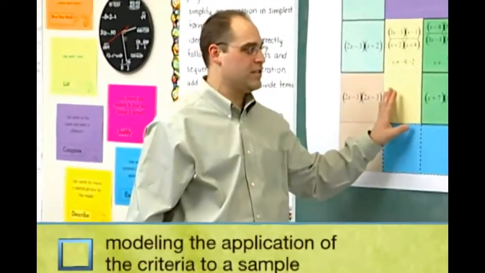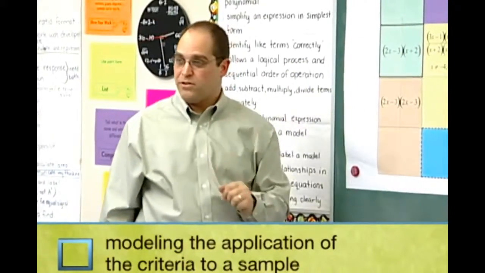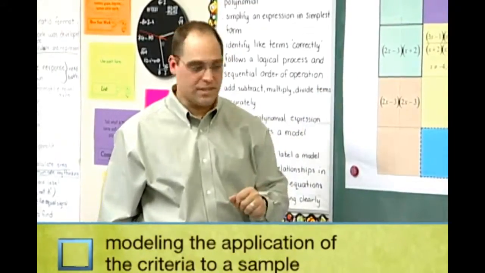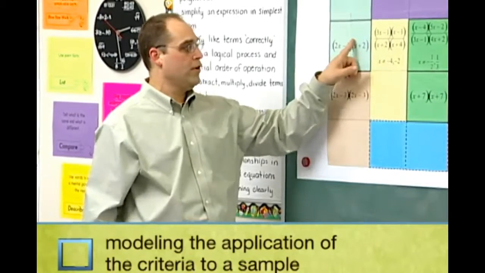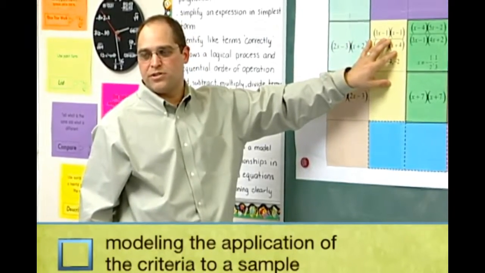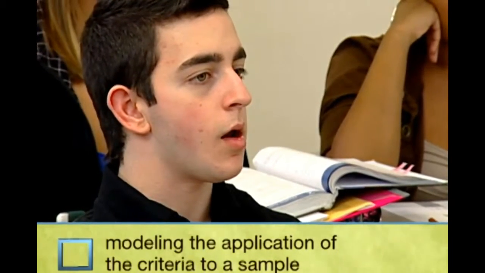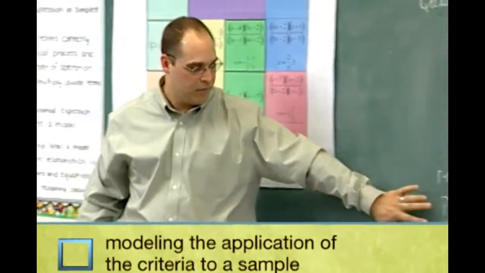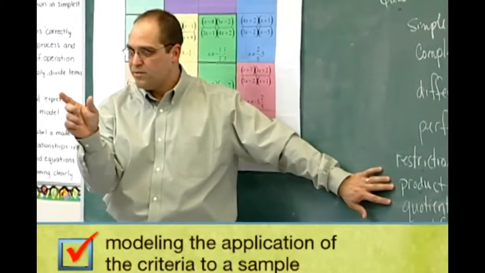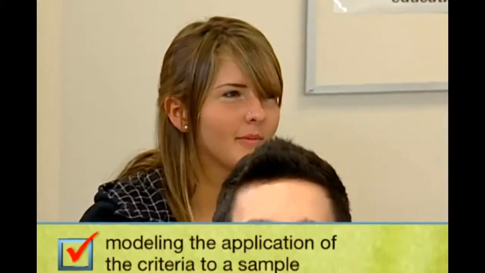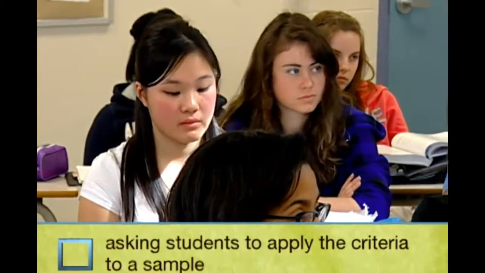Modeling the application of the criteria to a sample. We're going to look now, do they meet those requirements that we've listed here? So for starters, we have a polynomial beside a rational expression. They're on different colored tiles, which means we have to look for what operation to simplify. Are we looking for products or quotients when they're side by side? When they're side by side, Stacy? Product. Asking students to apply the criteria to a sample.